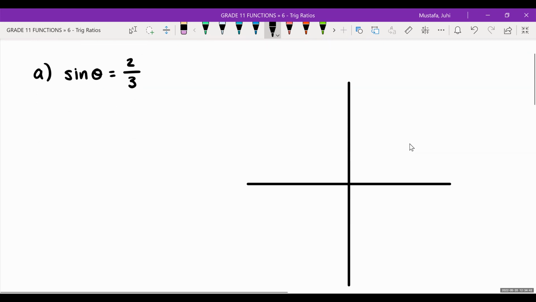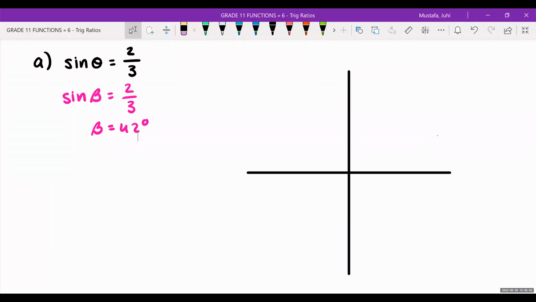So the first question is sine theta is equal to 2/3. Just like before, for type 3 you are going to have two answers, and we will be using calculators for this. So first we're going to convert the theta into a beta, and if 2/3 was negative, we would make it into a positive. So let's begin by going sine beta is equal to 2/3. Use your calculator and figure out what sine inverse of 2 divided by 3 is. We're going to round it to the nearest whole degree, which gives me 42 degrees. Beta is equal to 42 degrees.